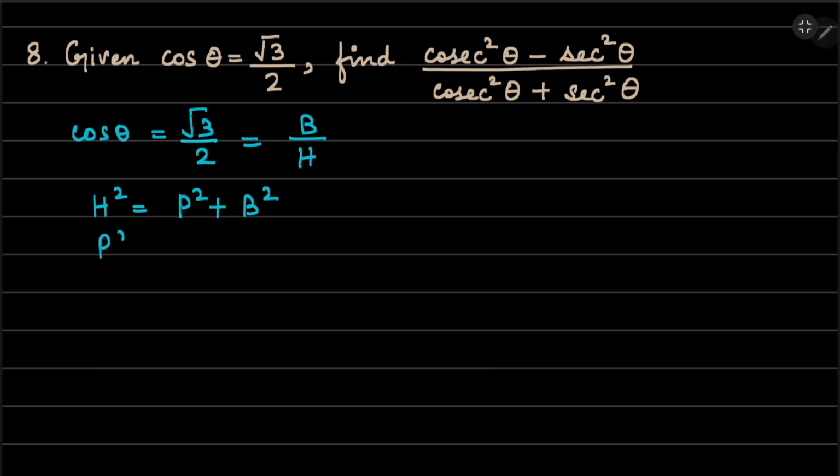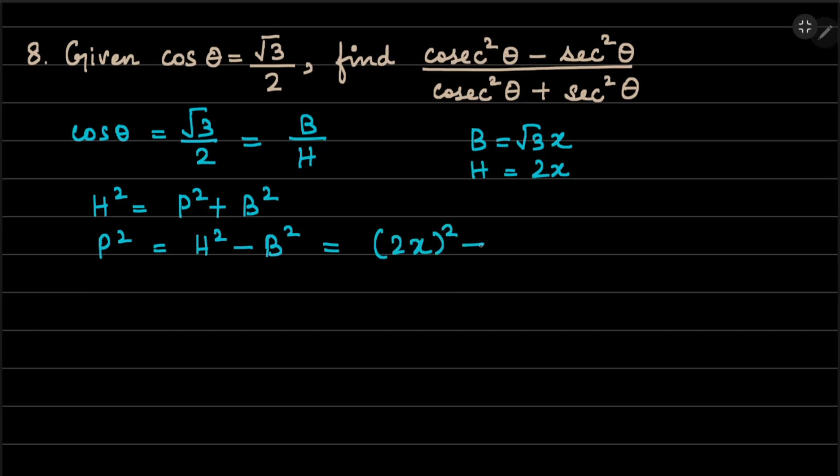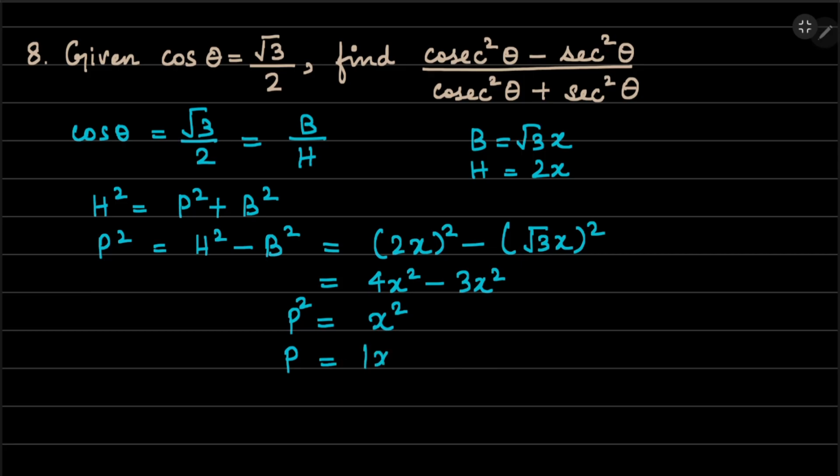So what is your p square? P square will be nothing but h square minus b square. What is h? So here, let your base be root 3x. Your hypotenuse is 2x. So let's substitute. Hypotenuse is 2x the whole square minus base, which is root 3x the whole square. So what you get? 2x the whole square is 4x square minus root 3x the whole square is 3x square. So this is just 1x square, your perpendicular square, and perpendicular is just 1x.